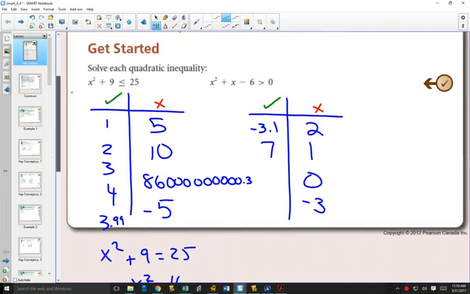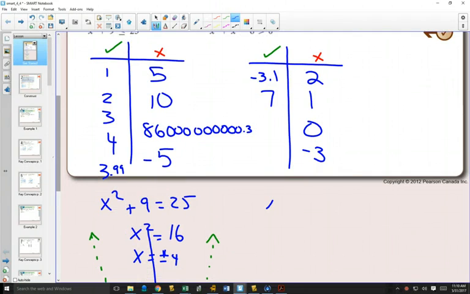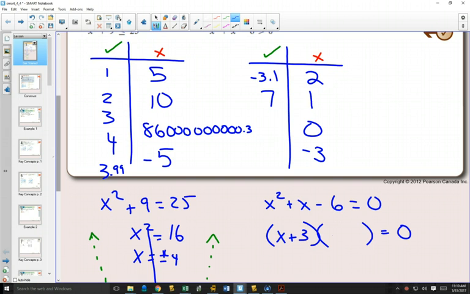For our second equation, x squared plus x minus 6 is greater than 0. Well, if you had temporarily made this equal to 0 and solved for it, was it minus 6? Yeah. You could factor this x plus 3, x minus 2, and find out that your solutions are at minus 3 and 2.